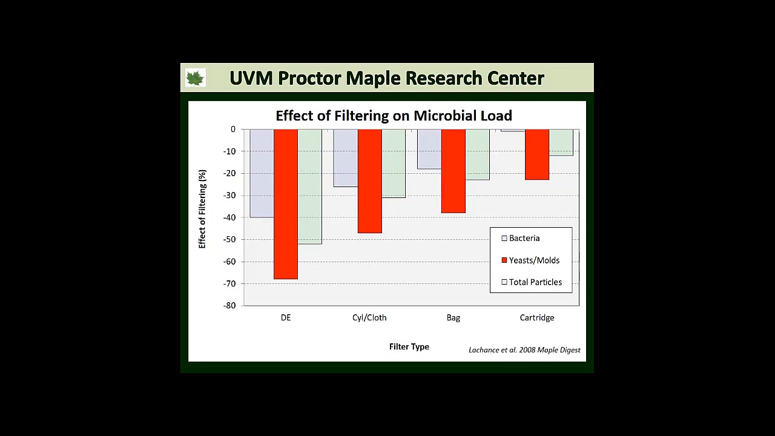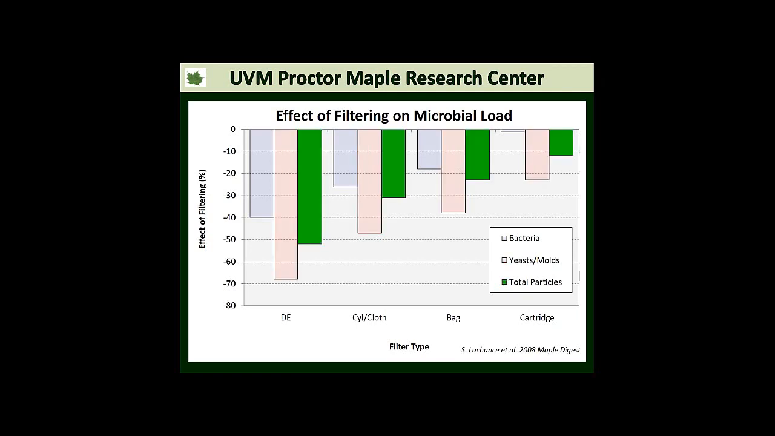If you look at yeast and mold, and this paper is available on the internet. If you go to the Maple Digest site, you can look up old papers now. But this is the yeast and molds. It did a little better job. Yeast and molds tend to be a little bigger than bacteria. So we got almost 70% out with a DE filter, getting close to 50% with a cloth filter, bag filter nearly 40%, cartridge filter a little over 20.